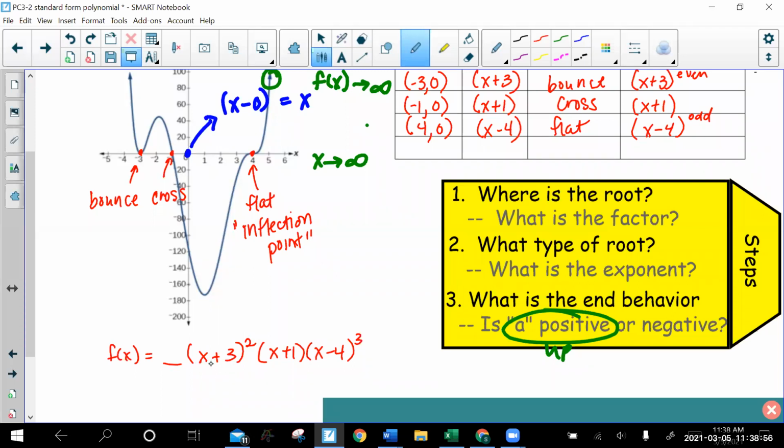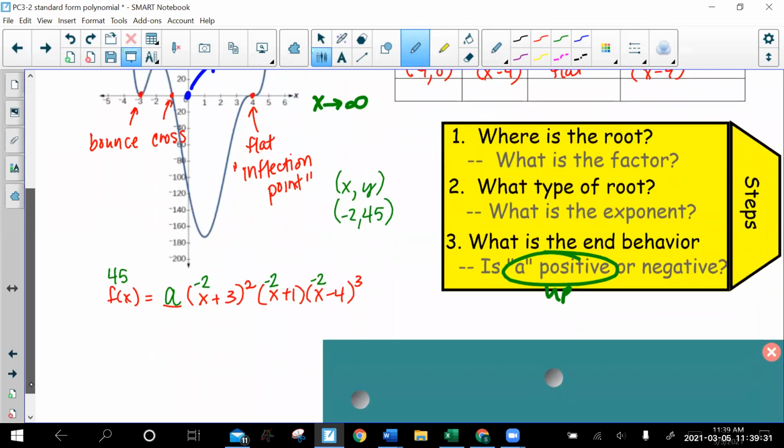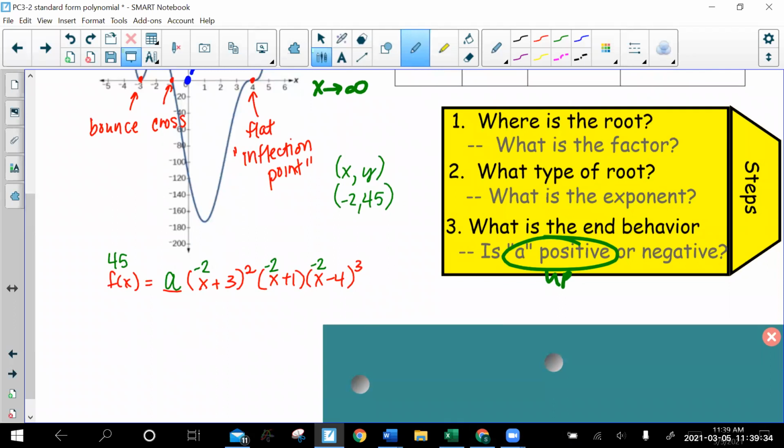We know when X is -3, Y is 0. So that doesn't give us enough information to then solve for A. So the point we were given is the point -2, 45. This point is an X and a Y or an f of X. So to solve for A, that's our goal here. There's an A multiplier out front, a coefficient. In order to solve for this, we are going to replace every X with -2 and replace f of X with 45. Questions on that?